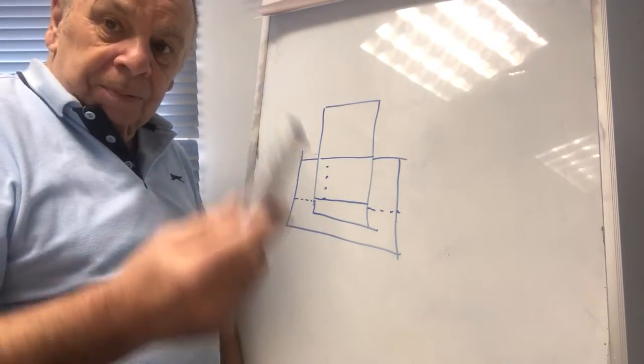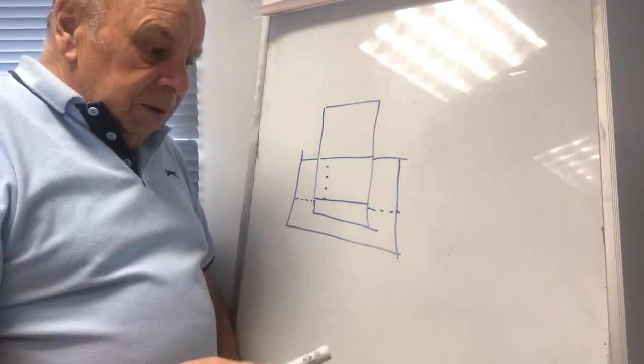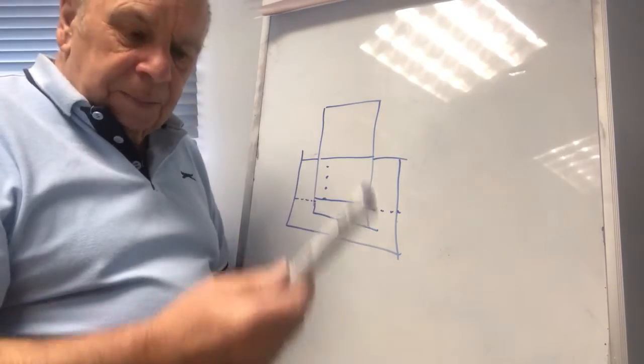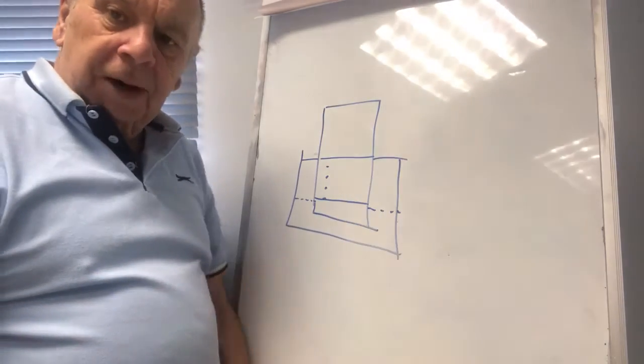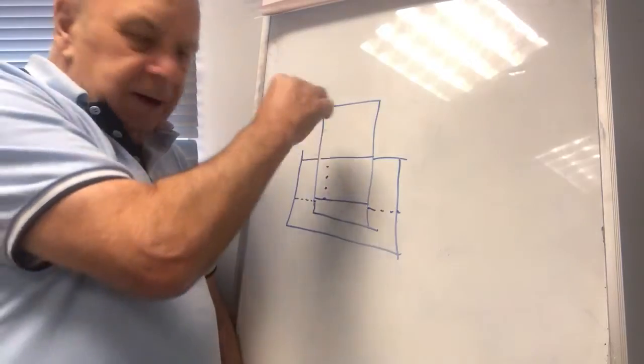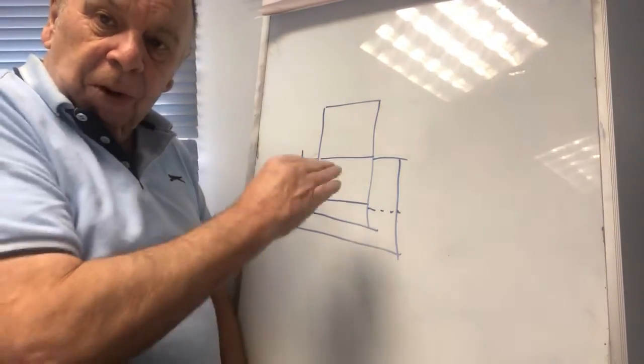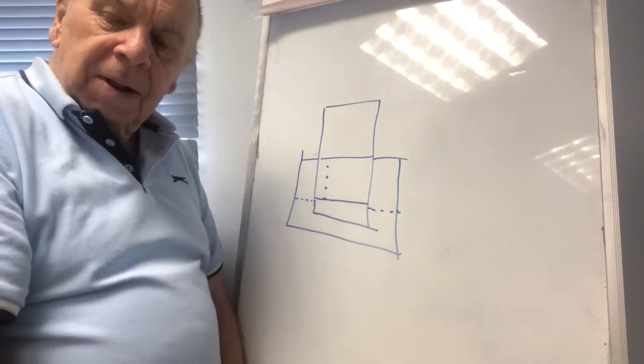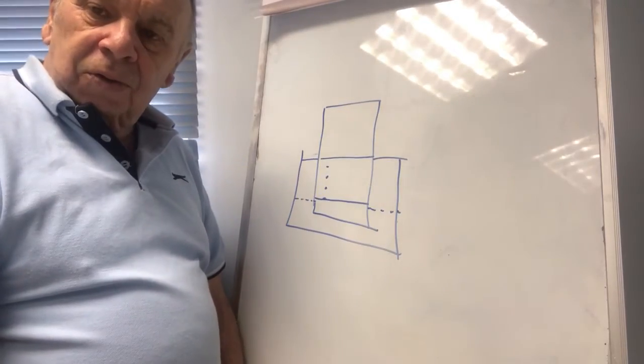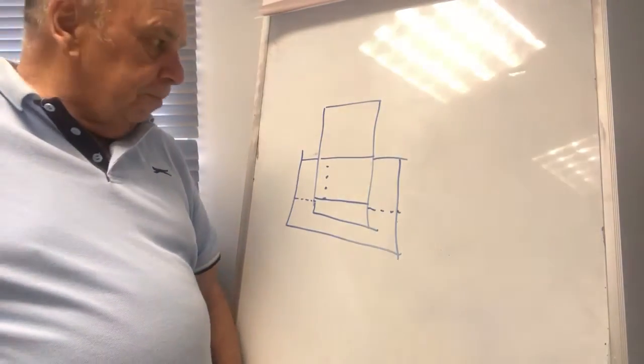If I took that blue pen or that red pen, I'd find that I get a series of spots on the chromatogram because it contains more than one substance.